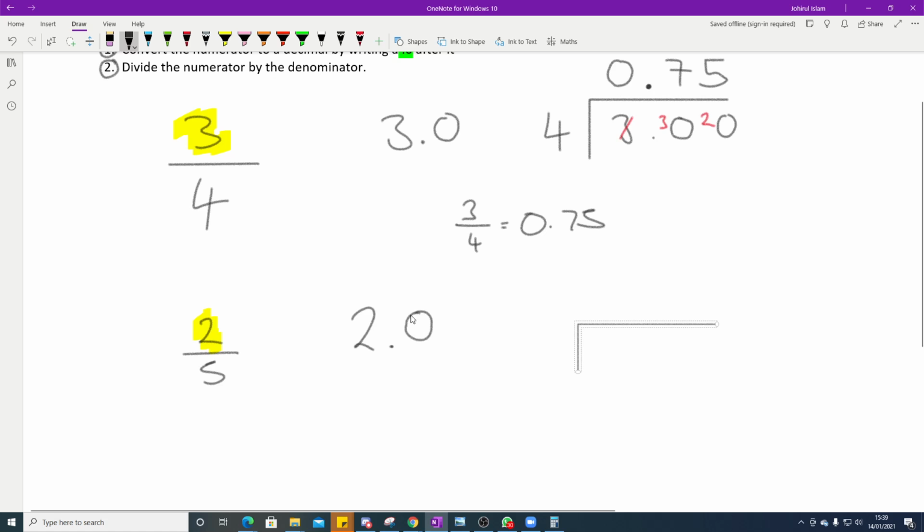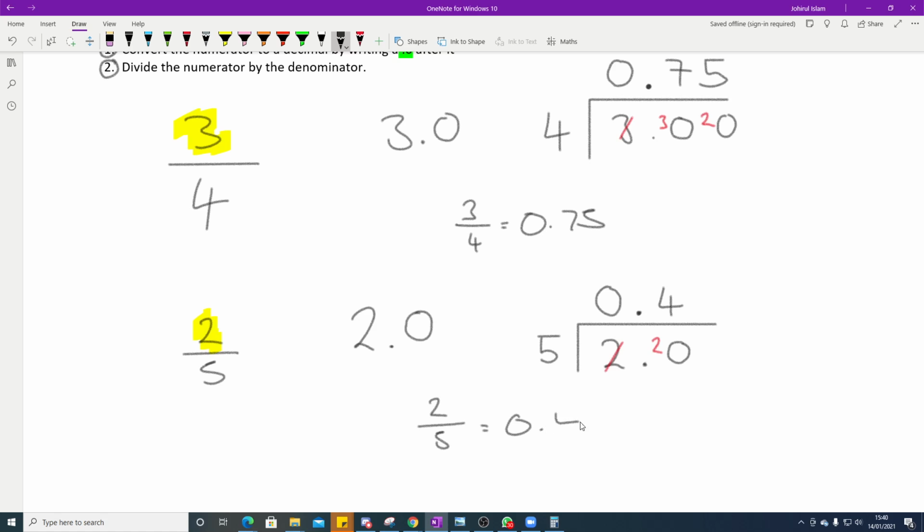Inside of the bus stop, we're going to put our decimal that we've just made. That's going to be 2.0, and then the denominator will go on the outside of the bus stop, which is a 5. Then we just do the division. How many 5s go into 2? Well, you can't do that, so we put a 0 here, cross the 2 out, put the 2 next to the 0 over here, make sure that the decimal point is lining up with the question, and then how many 5s go into 20? And that is 4. So 2/5 equals 0.4. We've just converted the fraction into a decimal.